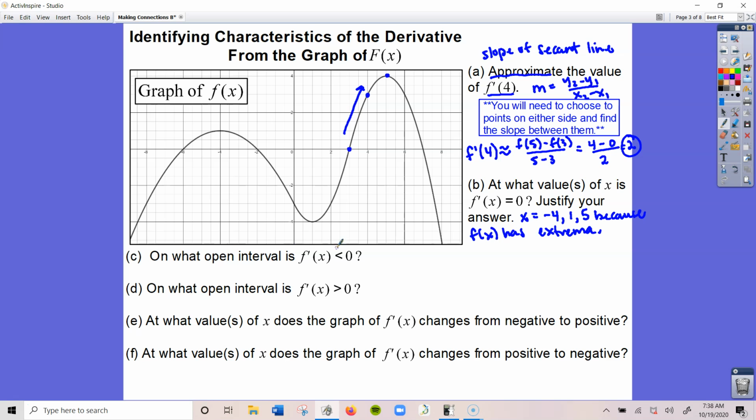Now, on what open interval is f prime of x less than 0? Our derivative will be negative when the function is decreasing. So if I look here, my function starts decreasing from x equals negative 4 to x equals 1, and then decreasing again from when x is equal to 5 until infinity. So the open intervals would be from negative 4 to 1, and 5 to infinity. And this is because f of x is decreasing.